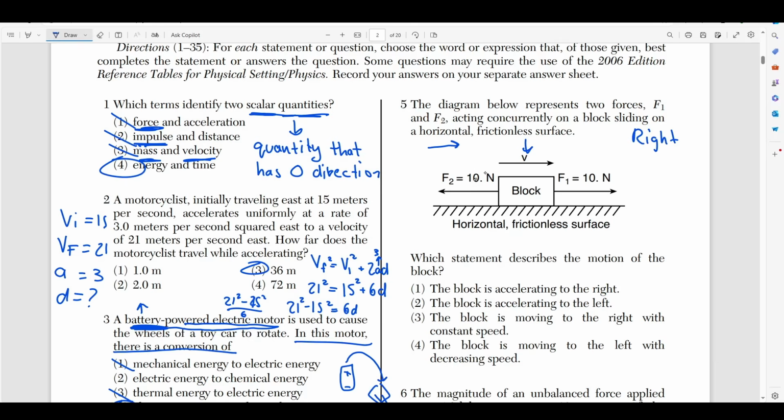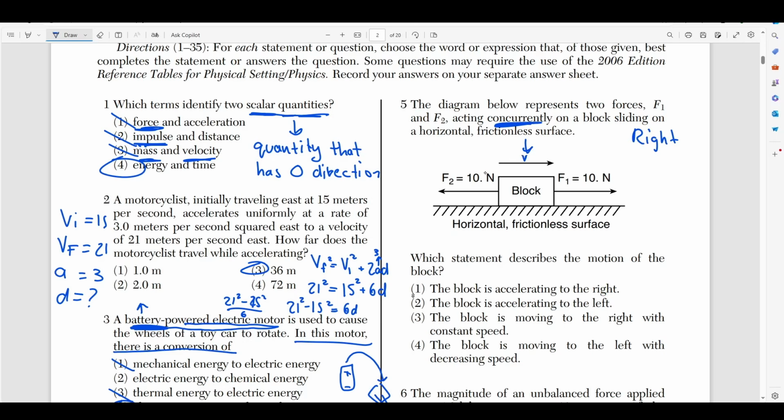Now, there are two forces acting on it, but they're acting concurrently. So they're acting in opposite directions, and at the same time, they have the same magnitude. They're both 10 newtons. So if I'm pulling 10 newtons to the left and 10 newtons to the right, they cancel each other out because this is positive 10 newtons, this is negative 10 newtons. So positive 10 plus negative 10 is equal to 0. So there's no net force acting upon this block, which means that it's just going to keep on going in the direction of its velocity, to the right with no acceleration.